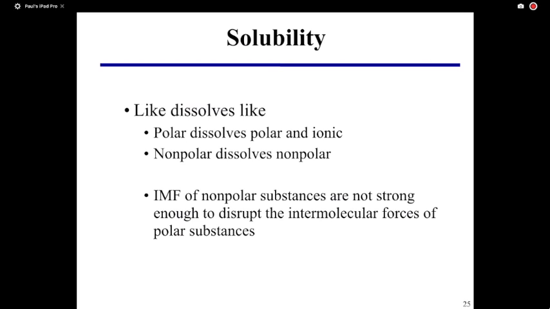Solubility. Okay. Ooh, remember those rules? Okay, you should remember those rules. You probably should go back and take that TRQ again, because those rules are going to come back up.